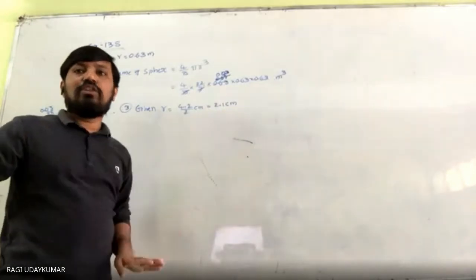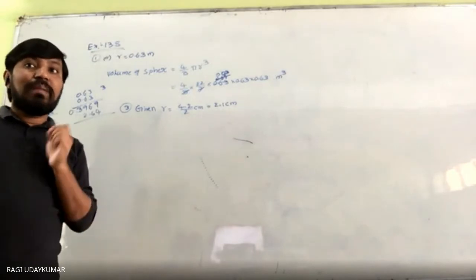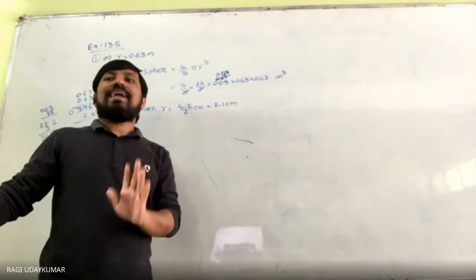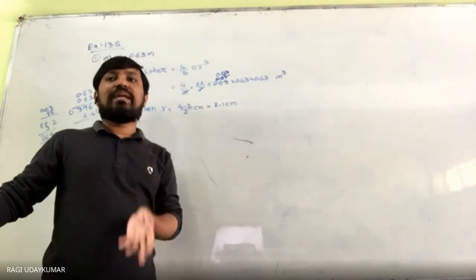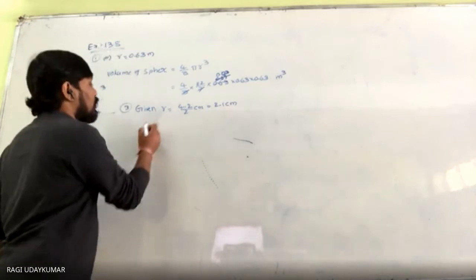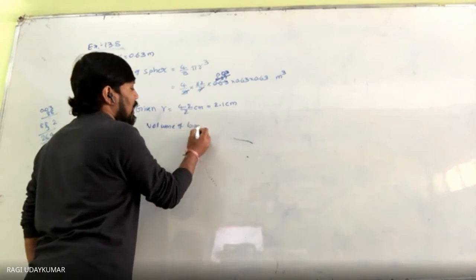Okay, now here you need to find the volume, and what is the mass of the ball if the density of the metal is 8.9 grams per centimeter cube. So 8.9 is to be multiplied by whatever volume you are going to get. Okay, so which is equal to the volume of the ball.